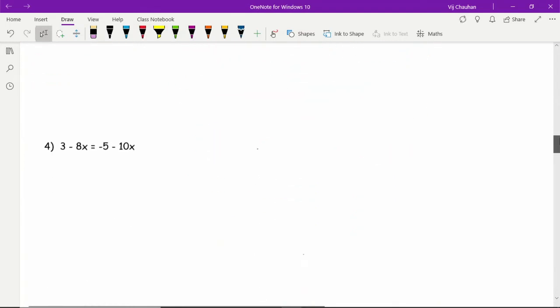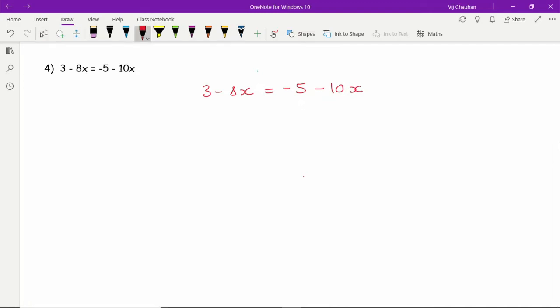Moving on to example 4. So in this particular example here, we've got two sets of negative numbers. So again, we've got 3 minus 8x equals minus 5 minus 10x. And again, although we're doing the same thing, this question is a little bit harder because of the amount of negatives that we have got in this particular question.